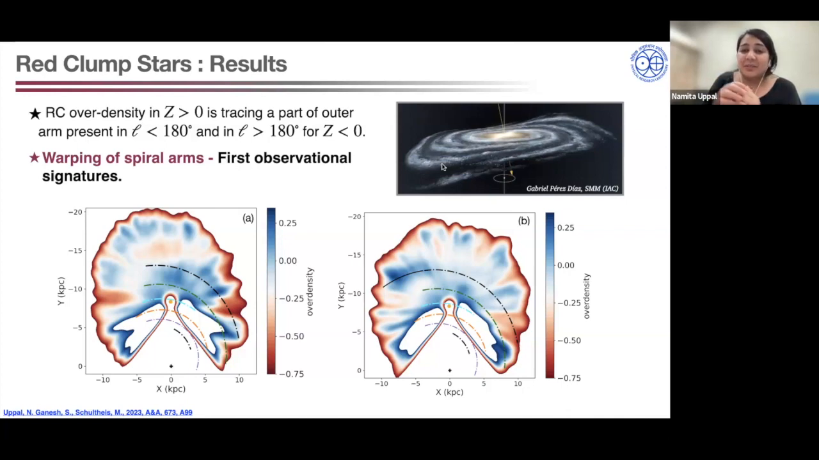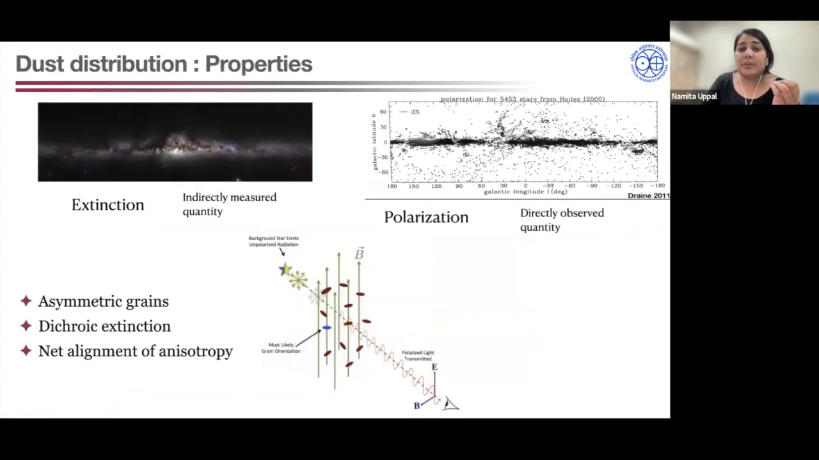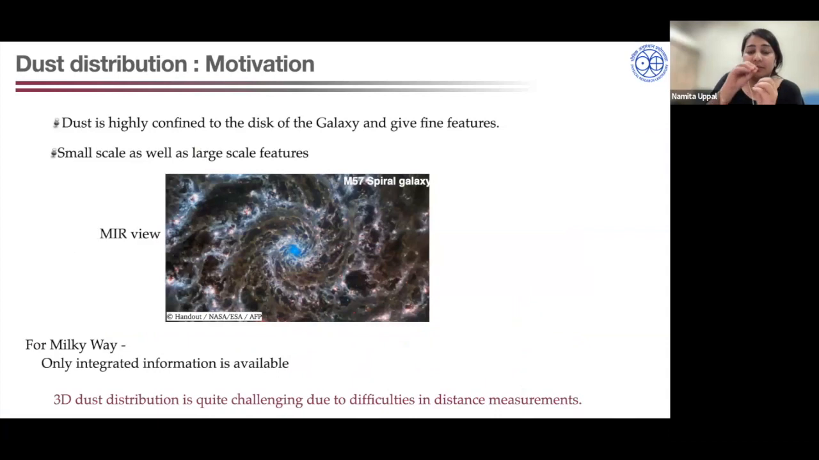And so that part I will not discuss here. I'll directly go to this; all the discussion was about the large scale structure of the galaxy. Now, if we wanted to do the small scale analysis, what will we do?